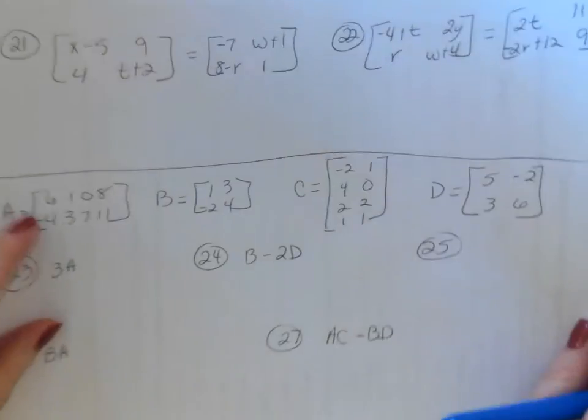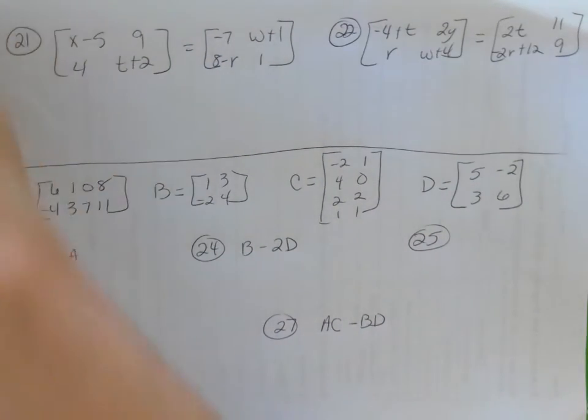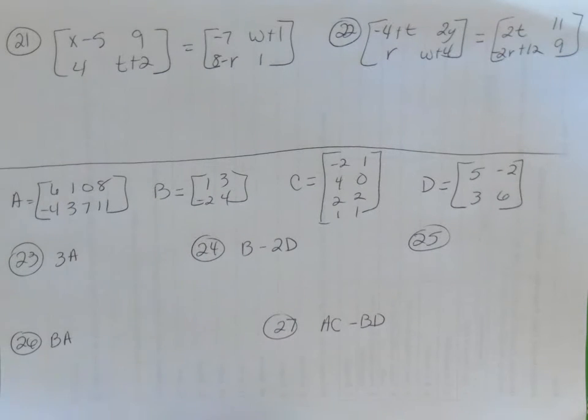All right. Again, that's just my blotter page. 21. Okay, now this one is a little different in that they're asking us to find the values of the variables.